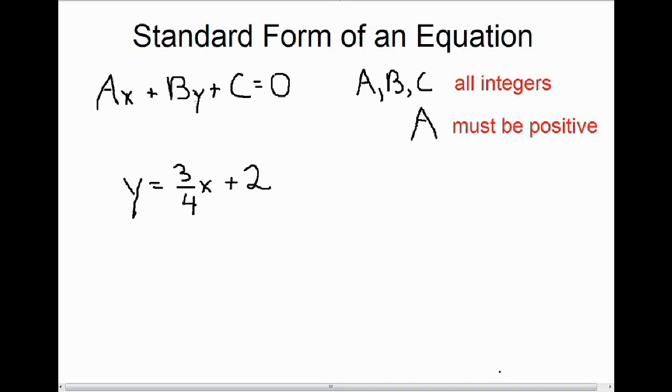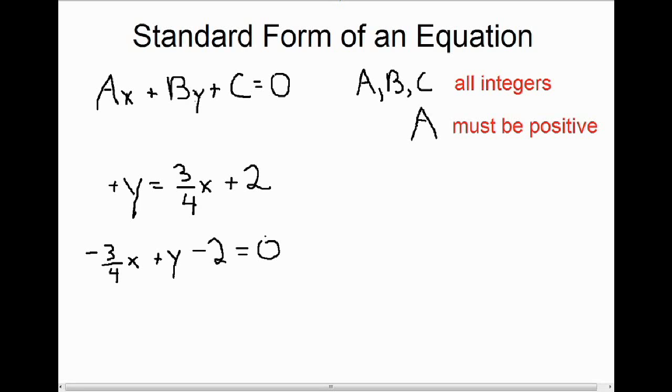Here's another example where we have to change from slope y-intercept form into standard form. And whatever form we're changing from, if we're putting an equation in standard form, all of the terms have to be brought over to the left-hand side. And we want to put our x term first. So if I bring 3 over 4x over to the other side, it becomes negative 3 over 4x. That positive y is still positive y. And if I bring plus 2 over, it becomes minus 2. And then I have nothing on the right-hand side, and nothing is 0.